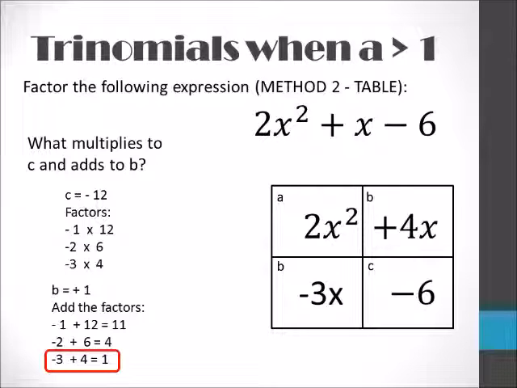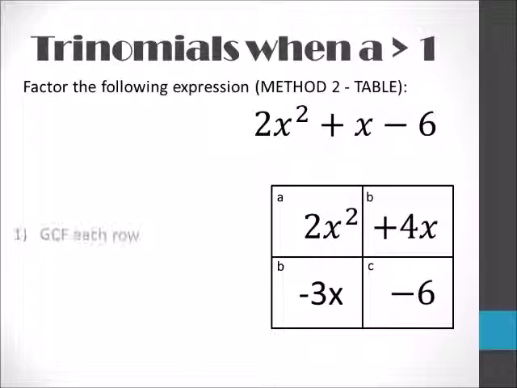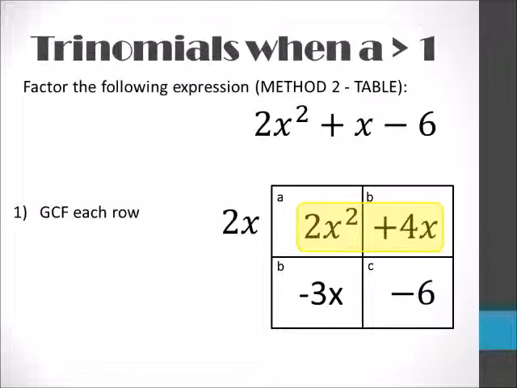Next, we find the GCF of each row. The GCF of 2x squared and 4x is 2x, and the GCF of negative 3x and negative 6 is negative 3. Remember, if your leading coefficient is a negative, your GCF will also be negative.